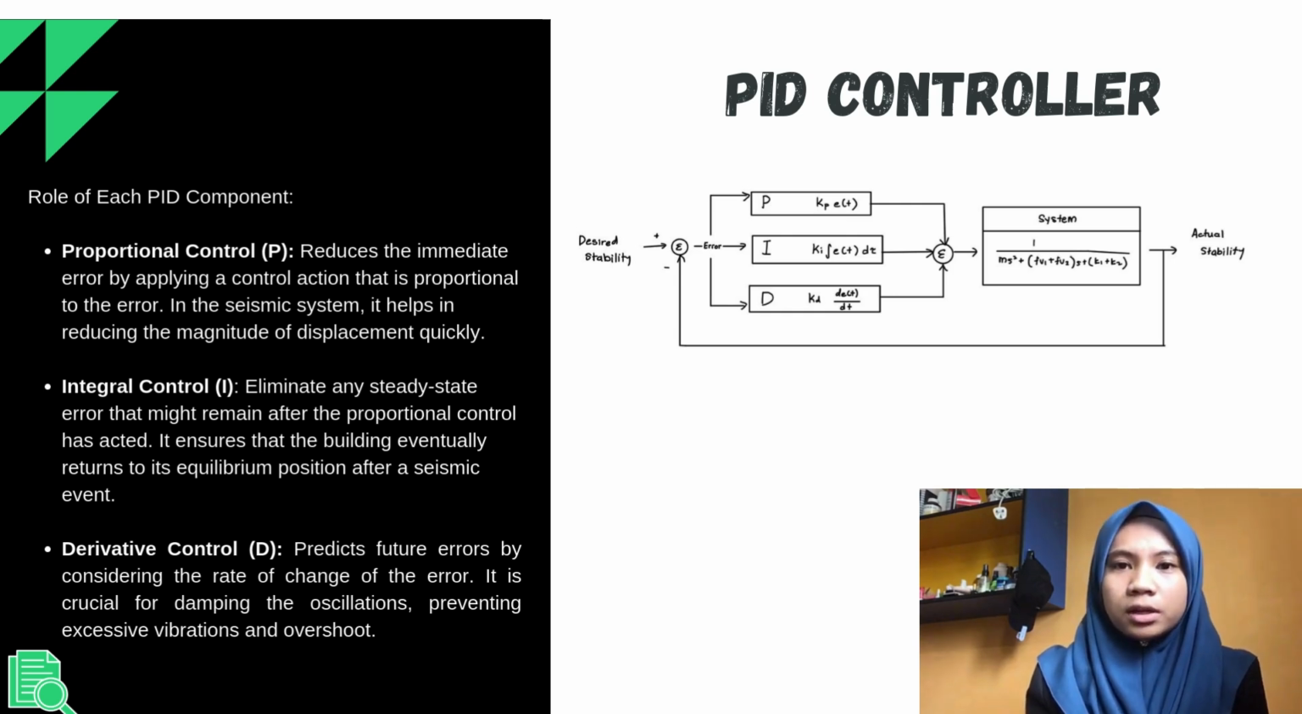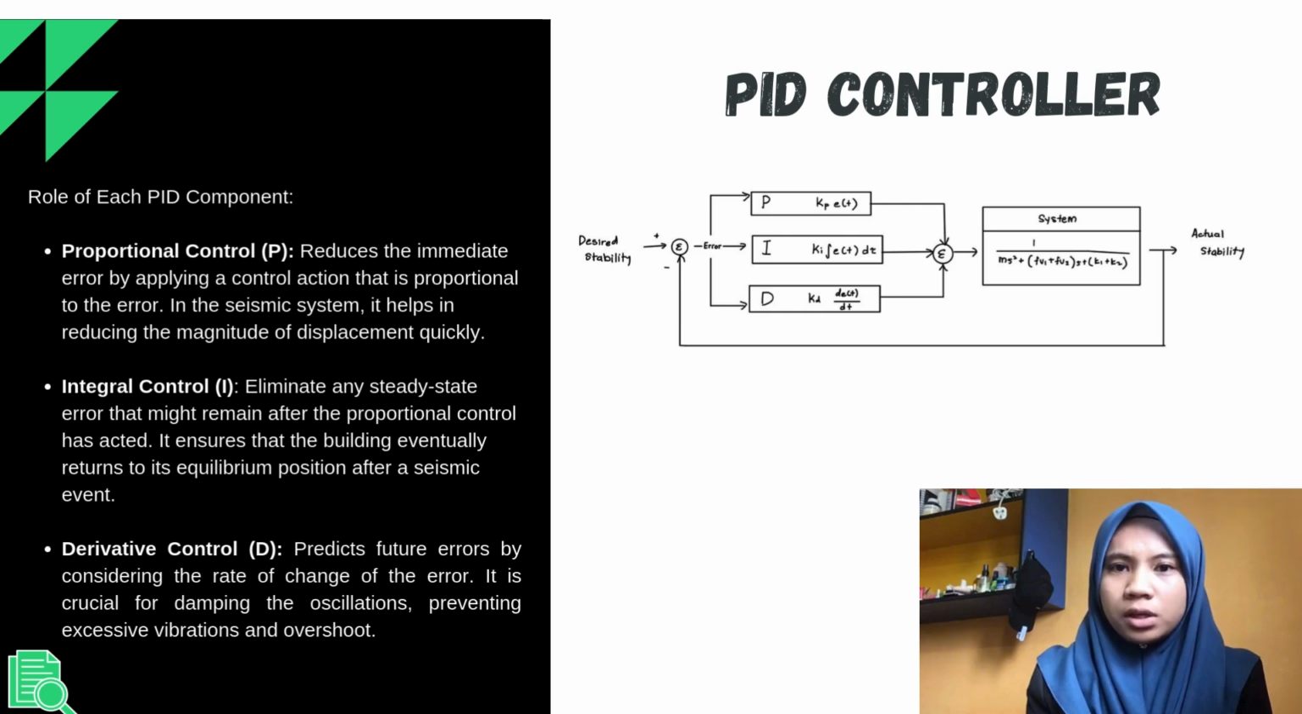The PID controller uses three key components, which are proportional, integral, and derivative, which work together to reduce the building displacement, oscillation, and steady-state error. The proportional control generates a corrective force based on the current displacement of the building from its desired stable position. The larger the displacement caused by the seismic activity, the larger the corrective force applied by the TMD to reduce that displacement.